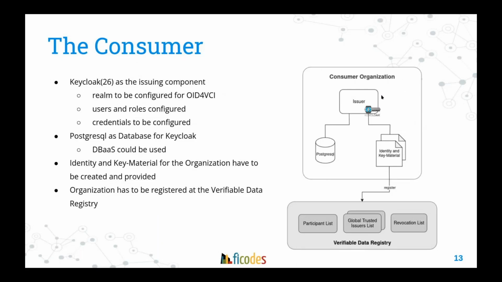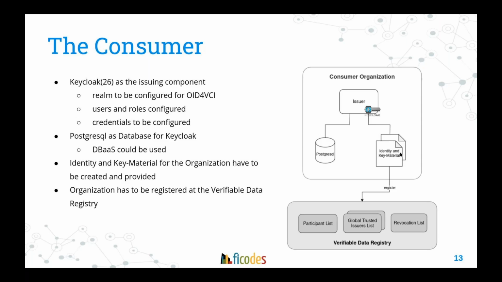In the FIWARE Data Space connector, we're using Keycloak as the default issuer for verifiable credentials. We are using version 26 here, and I think everything above should be usable in the future too. The Keycloak needs a realm to be configured for OID for verifiable credentials issuing. We need some users and roles configured, and also the credentials that it should issue. What we also need as part of our deployment is obviously a database for Keycloak. Keycloak by default uses a PostgreSQL, which in our current demo we will also deploy as part of the cluster. But you could also again use database as a service here.